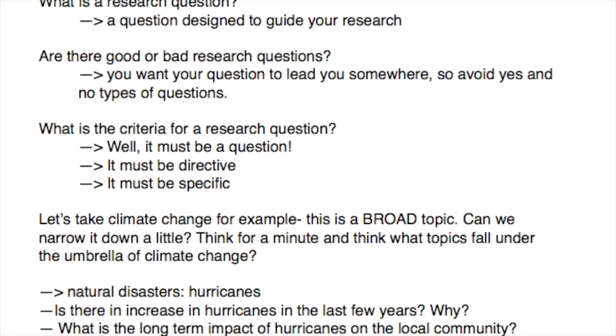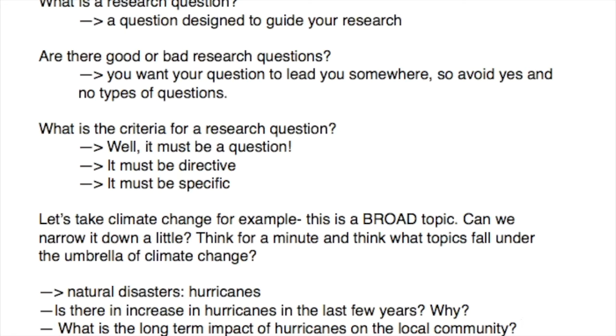The first one, is there an increase in hurricanes in the last few years? That's going to be a yes or no question. It either is going to be an increase or it isn't. Obviously, the why might tell us more about the yes or the no, but it's not going to take us a lot of places. What about the next one?